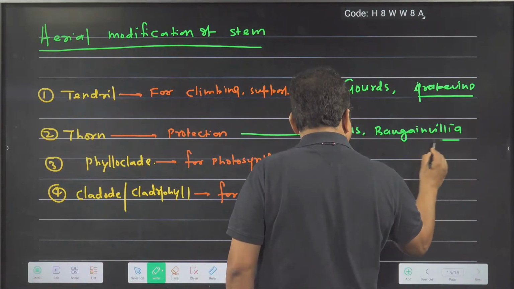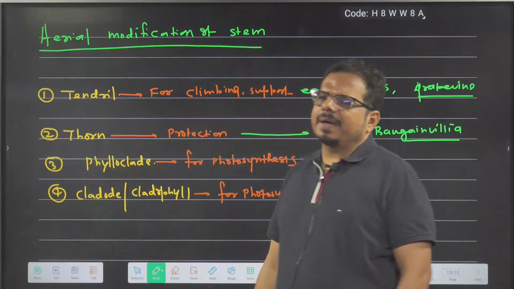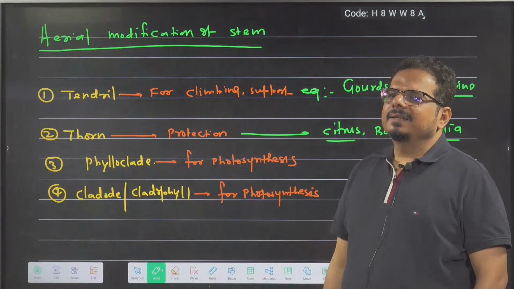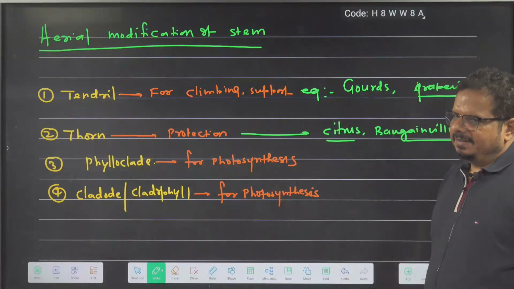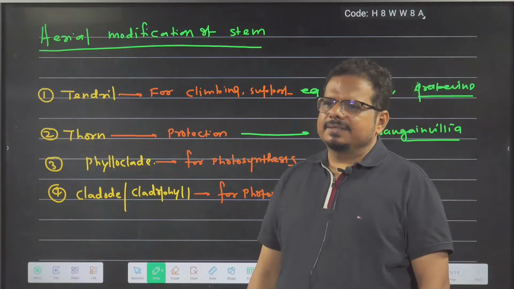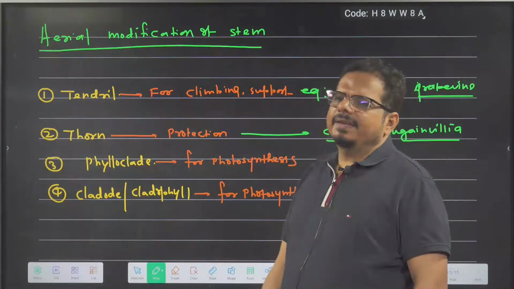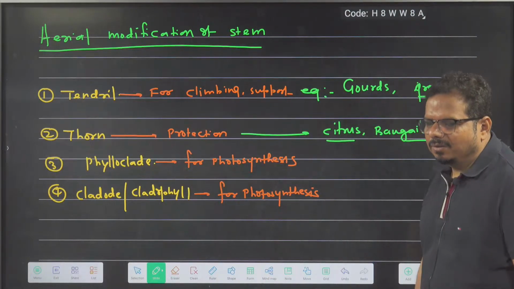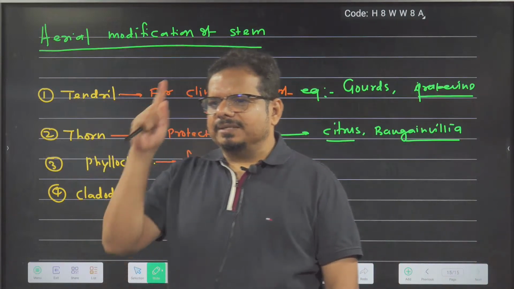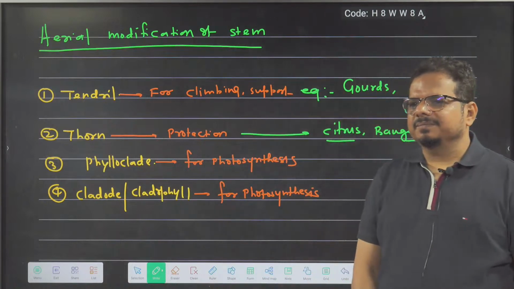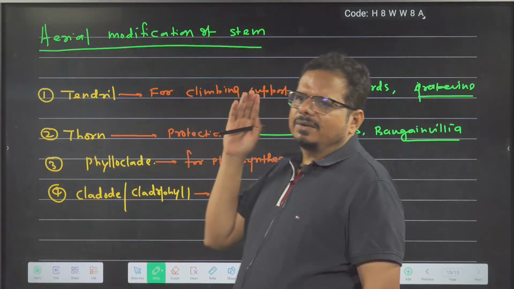You open your NCERT, one correction is there. In the diagram of bougainvillea, they wrote spine. In bougainvillea, thorn is there, not a spine. So correct your NCERT, it is written by mistake. A spine is a modification of leaf. Thorn is a modification of stem. Don't forget it.